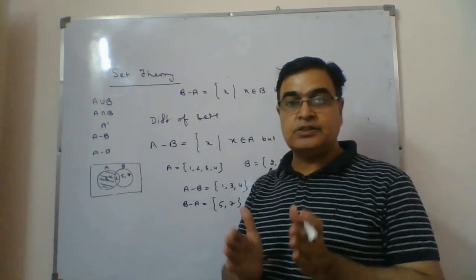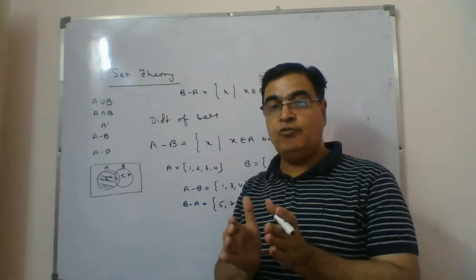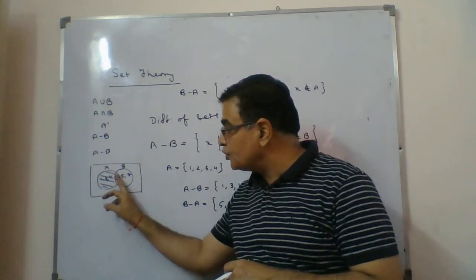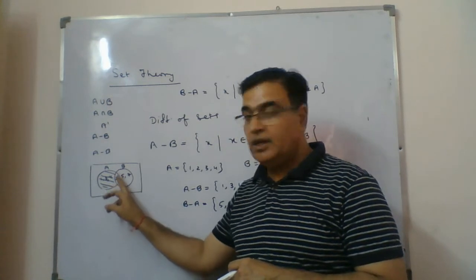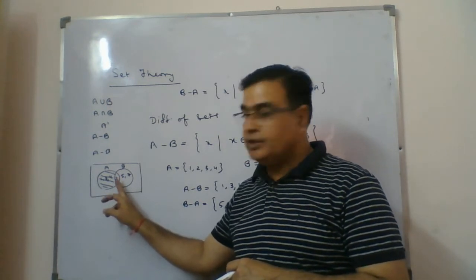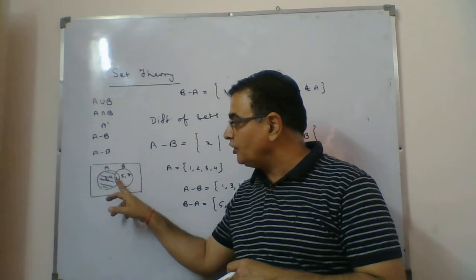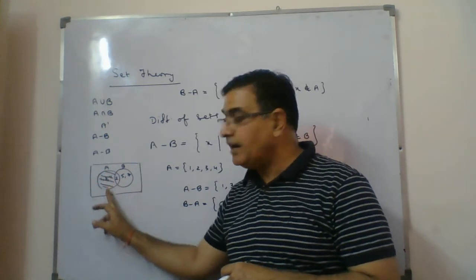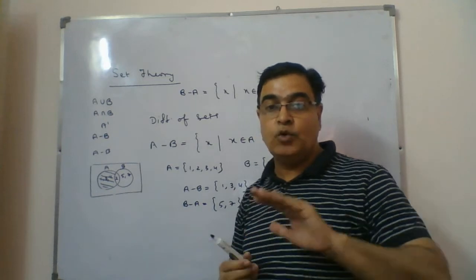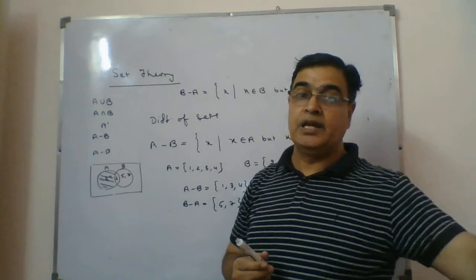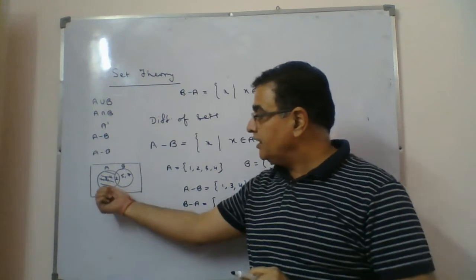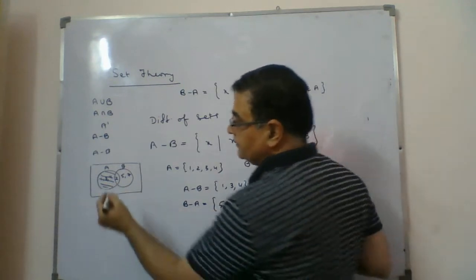That means this is the portion of A which is not shared by B. Just check, this portion of A, that is 2, is shared by B, so we should not take this. So it is showing only A. This part represents A minus B, only A. Only A means that part which is not in B. So A minus B will be this result.